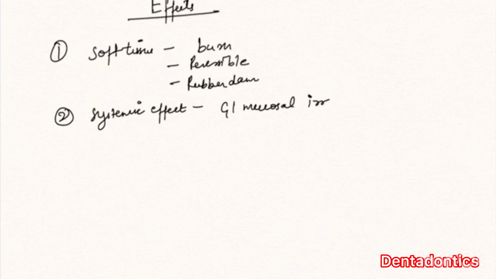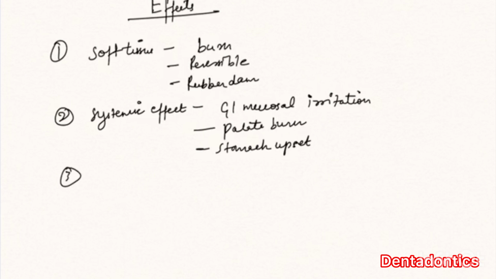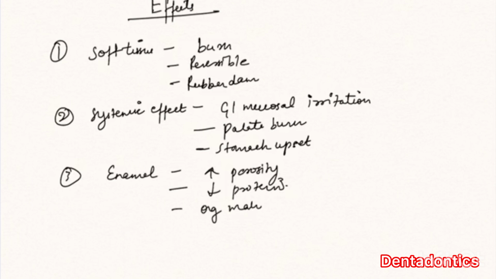Then second is the systemic effect, in which there is GI mucosal irritation, palatal burn if there is any accidental fall, and stomach upset. The next is the effect on enamel. As we know, the bleaching agent diffuses into the tooth structure, so it increases the porosity of the tooth, decreases the protein structure of the tooth, causes organic matrix degradation, and modifies the calcium phosphate ratio of the tooth. Then it affects the dentine.